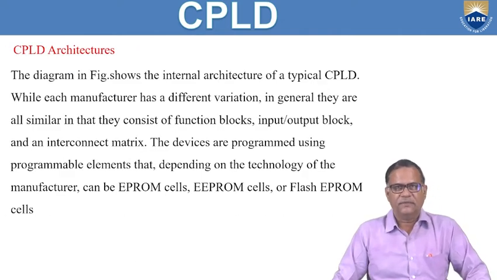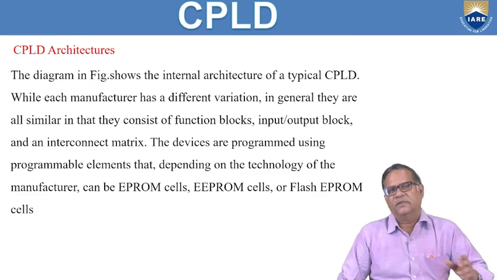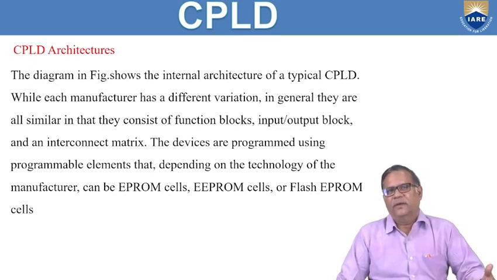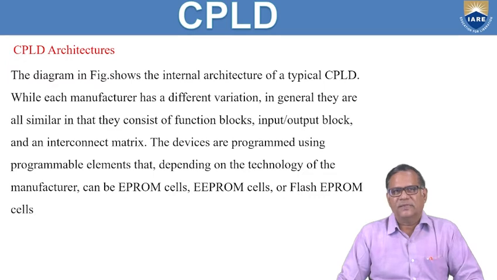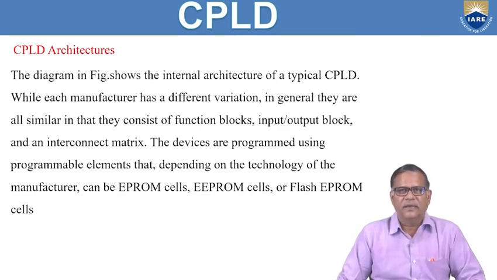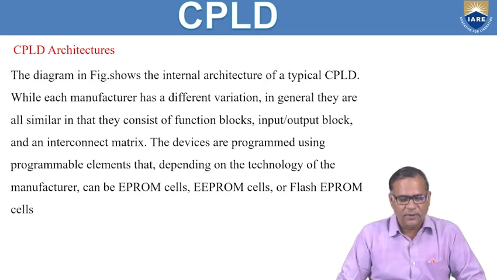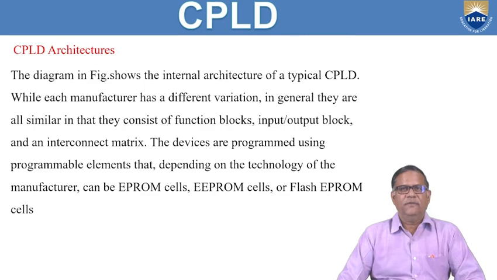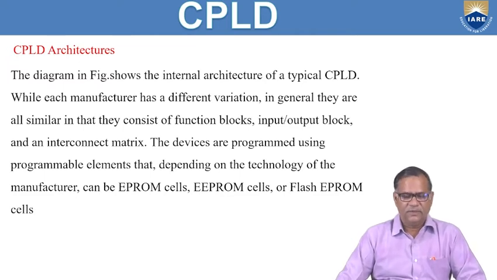So I have shown you the architecture of CPLD. Now it has the PALs, and while each manufacturer has a different variation, depending upon the part number you may have a different number of PALs or a different number of macro cells. Some CPLDs may have 15 PALs, and in each PAL, the number of macro cells may differ. While each manufacturer has a different variation, in general they are all similar in that they consist of functional blocks, input-output blocks and an interconnect matrix. And these devices are programmed using programming elements, depending upon the technology of the manufacturer. The programming technology may be EEPROM, or electrically erasable PROM, or flash EEPROM cells.